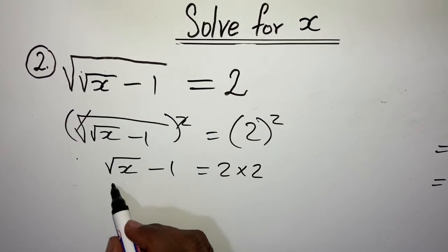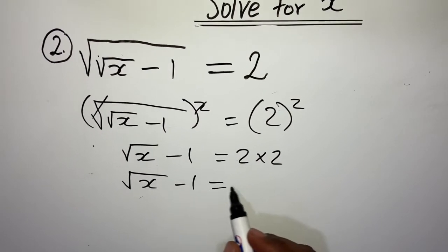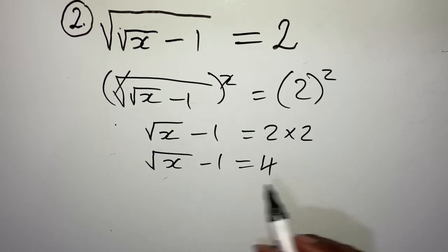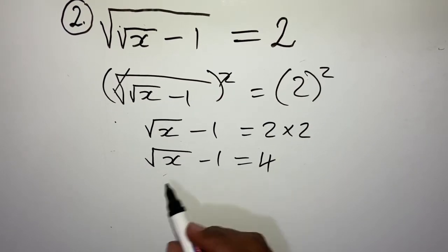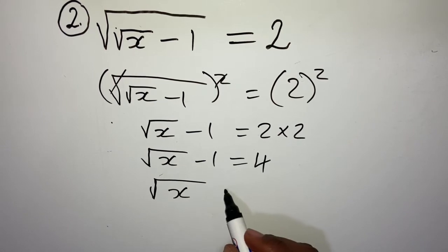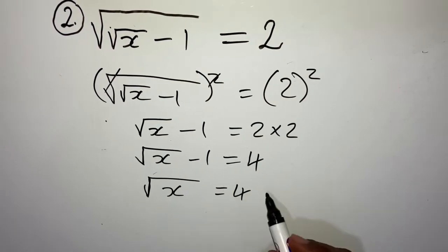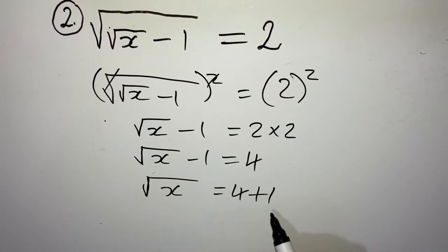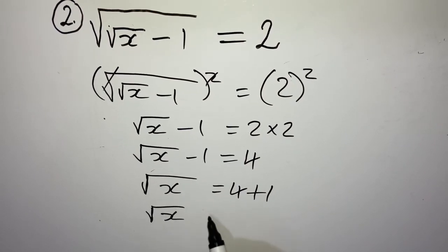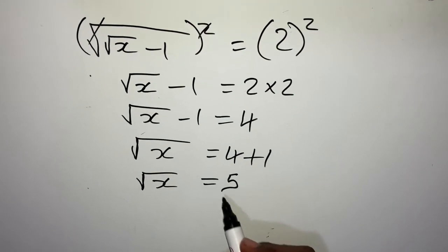Then I get the root of x minus 1 is equal to 4. Then we go on to take the 1 to the other side, which is a 4. The one which has to change the sign is a plus 1. Then we get the root of x equals 5.